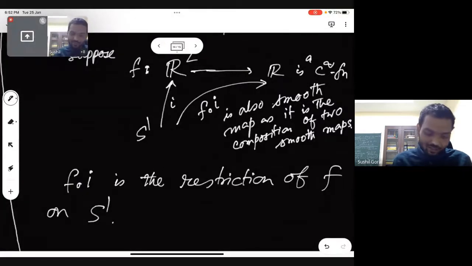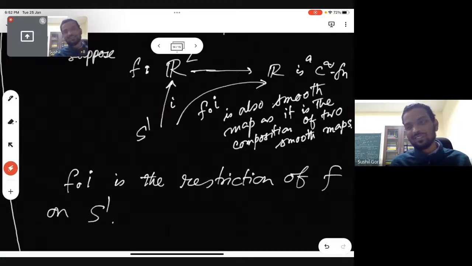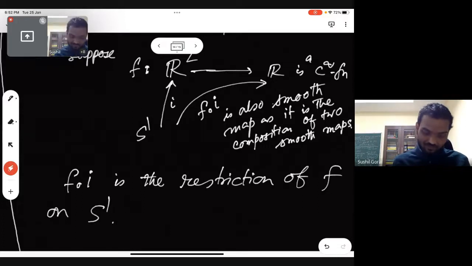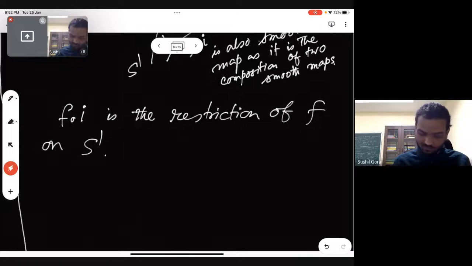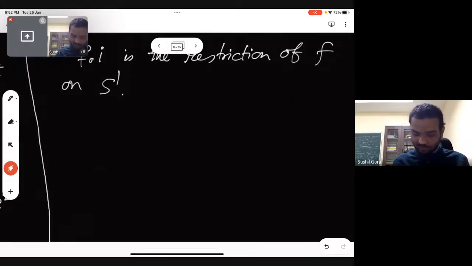Right, now you can think that instead of S1, what kind of subset you can take and you still get the smooth function. Yeah, this is a very easy question, but very, very important as well. All right. Any question here?